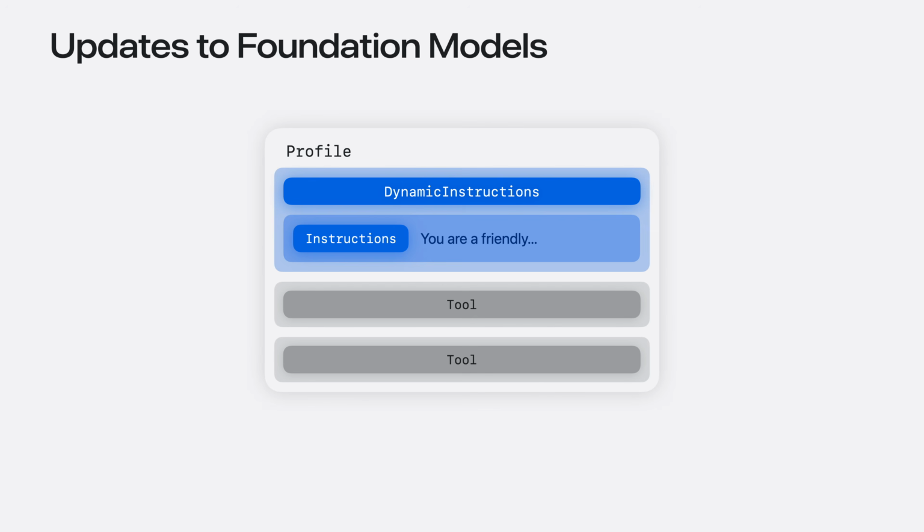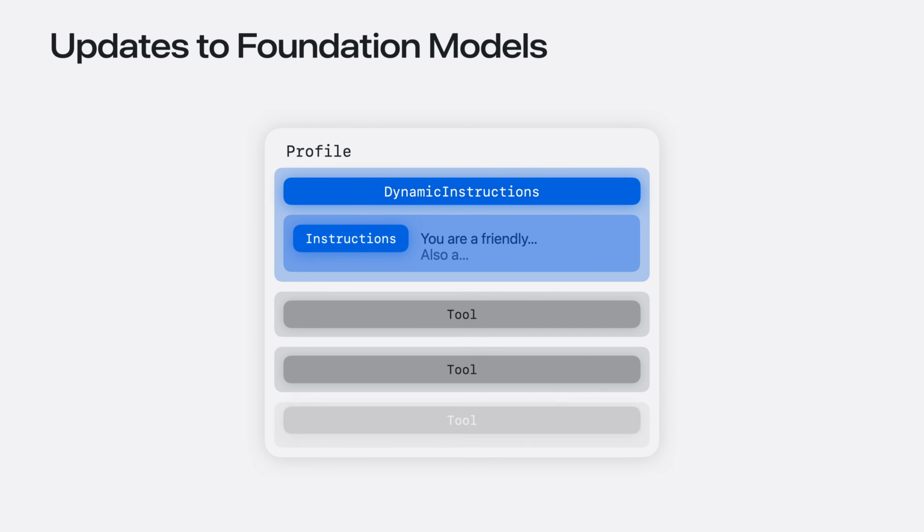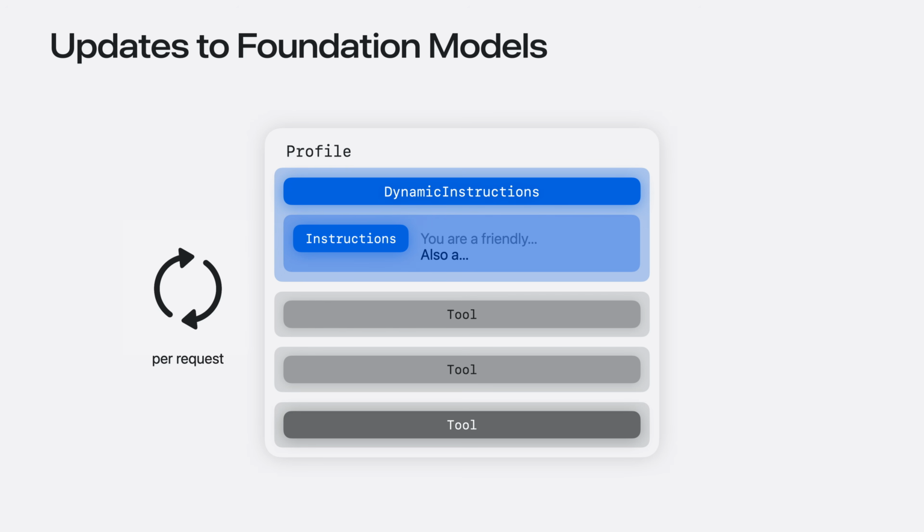The features that create the best experiences aren't static. They adapt based on context. That's what the Foundation Models APIs are designed for. Dynamic instructions lets you specify exactly which instructions and tools the model can access. It reevaluates before every request, so the model always has the right context for the task at hand. That flexibility is what makes these features so responsive, and also what makes them harder to debug.